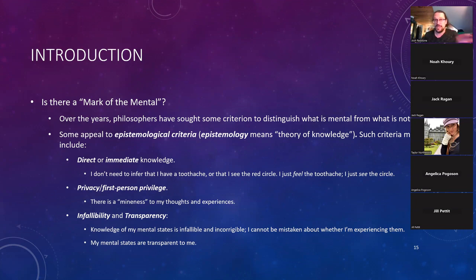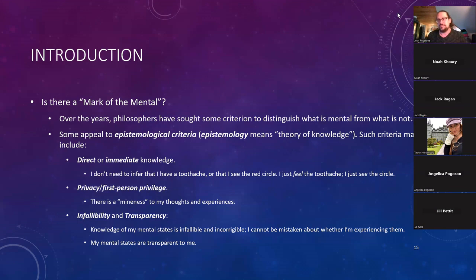Now, some appeal to epistemological criteria. And by the way, epistemology is an area of philosophy where we're concerned with knowledge, what it is, how do we get it, how do we know when we have it, and that kind of thing, right? How do we come to know things? How does knowledge work? That's epistemology. It means roughly theory of knowledge or study of knowledge.